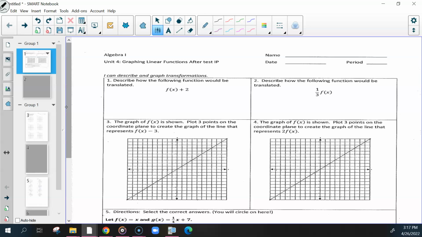Anytime we are adding or subtracting something, and I'll make a little note of this, that is doing something to your y-intercept. And that is a shift. Your y-intercept is either going to shift up or shift down.